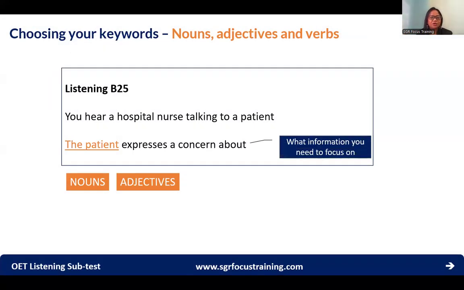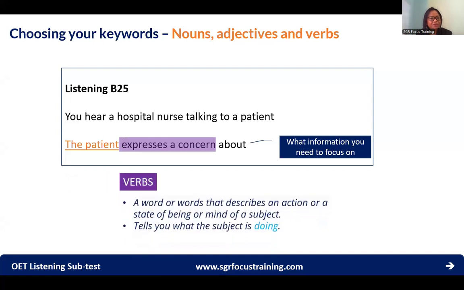The question includes more nouns and adjectives. We focus on the main noun. Which one out of our speakers, the nurse and the patient, should we focus on? In this instance, the question tells us we need to focus on the patient.